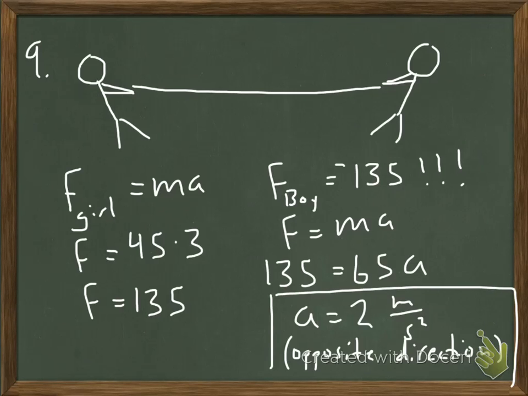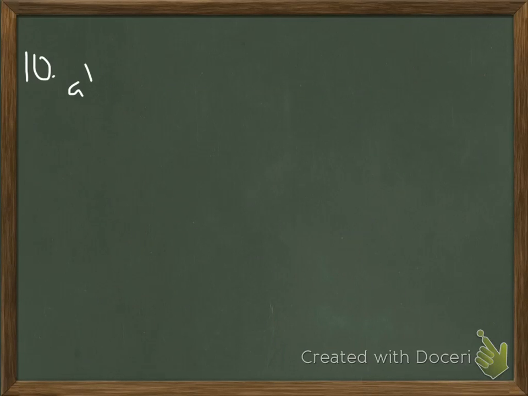But that's not true. What you feel is acceleration. The force in the rope, whether you're playing tug of war against the football team or against the Pee-wee baseball club, is the same throughout the rope. The only thing that changes between the different people is the acceleration. Let's take a look at number 10.